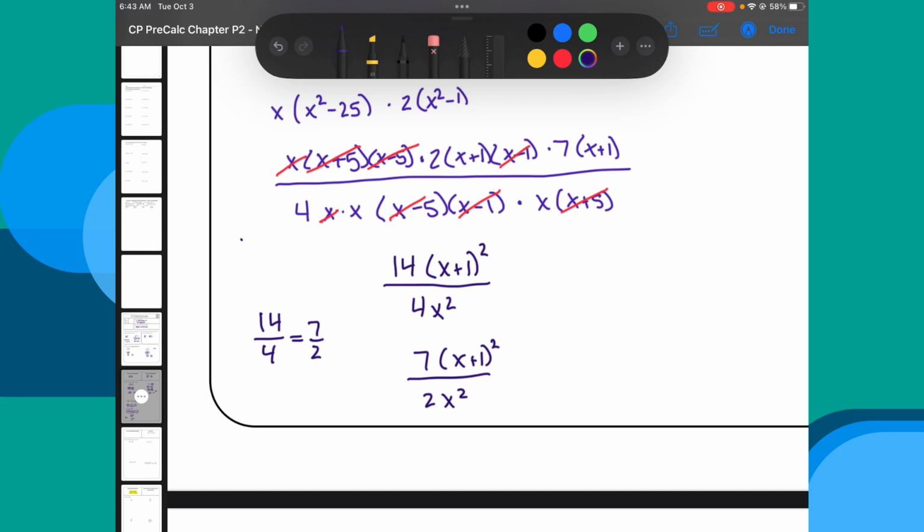I'm going to check one more time. I don't have anything else that can reduce, so I'll do my restrictions. x can't equal 0, 5, 1, negative 5. I need to make sure that I check this one that was originally a denominator that moved to my numerator. And so that also gives me negative 1.